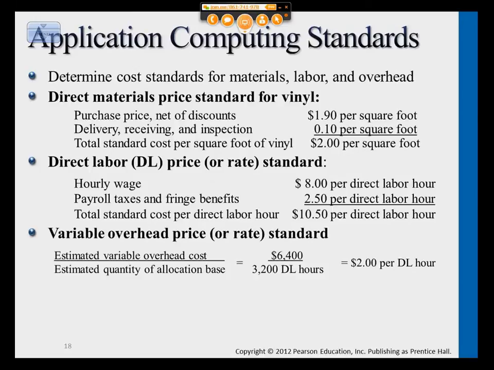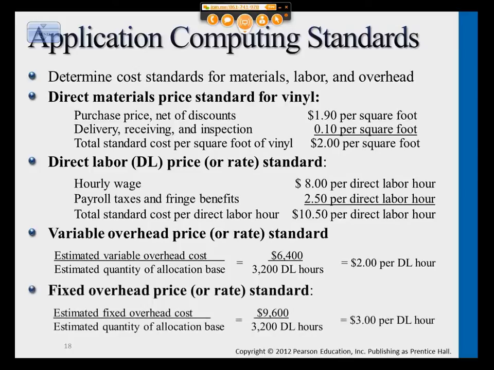Now the next one is the variable overhead price or rate standard. So how do we calculate this? It's just a little bit more complicated, so let me explain. Variable overhead will total $6,400 based on 8,000 DVDs. That's something that we derive from the static budget. Let me show you both.